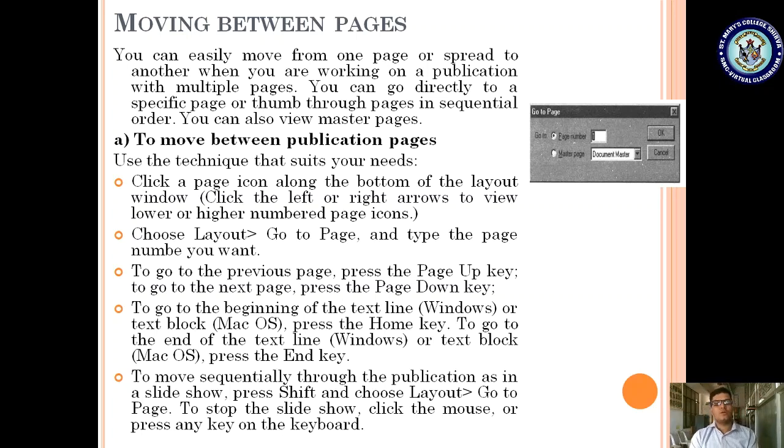Choose layout and go to the page and type the page number you want. Suppose if you want to move the pages, we have to choose the layout menu. In the layout menu we have an option called go to pages, and we have to type the page number we want to navigate. To go to the previous page, press the page up key. To go to the next page, press the page down key.